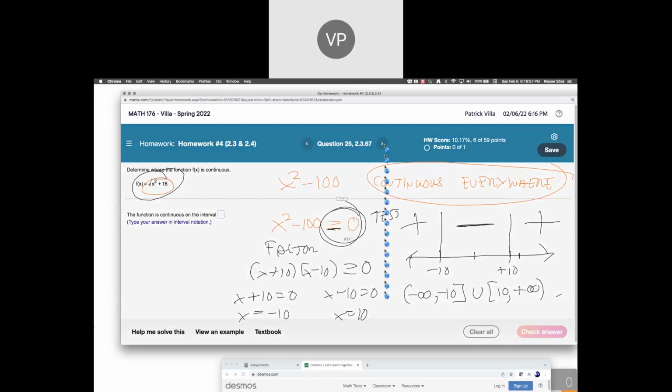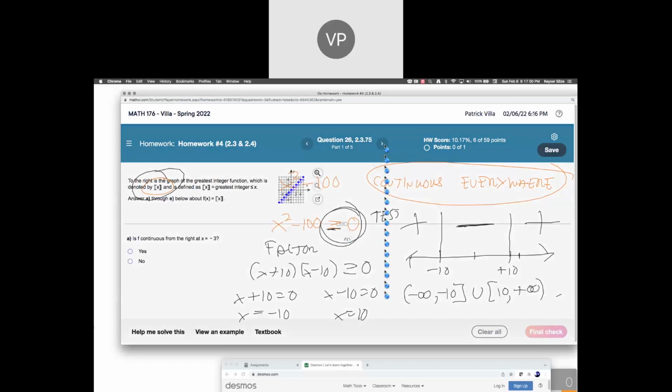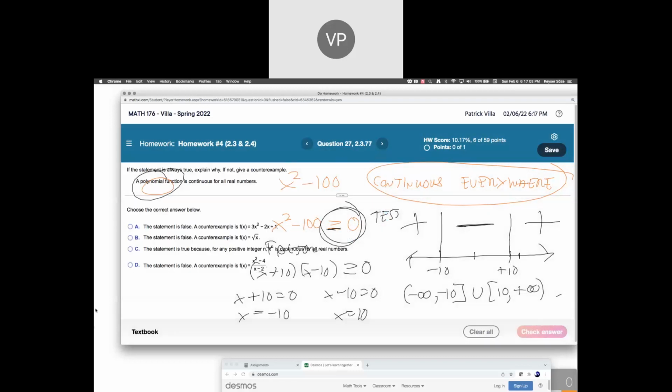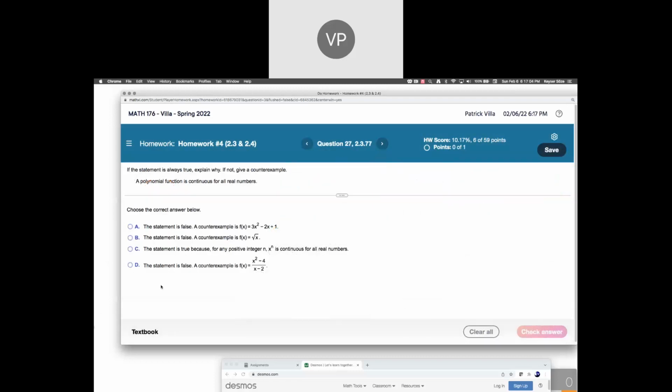Let's look at, I think the next one is 27. Yeah, let's try this one. Okay, statement. If the statement is always true, explain why. If not, give a counterexample. Well, they say a polynomial function is continuous for all real numbers. Well, a couple of things here. First off, it's true because we talked about that. Polynomials exist everywhere, and because there's nothing on the bottom to go out of the domain, there's no gaps, there's no jumps. It's just one nice continuous thing. So it's definitely not A and B, no falses.